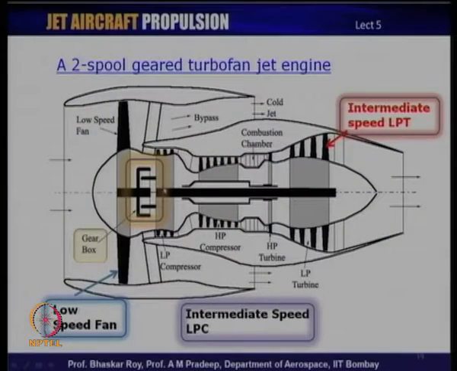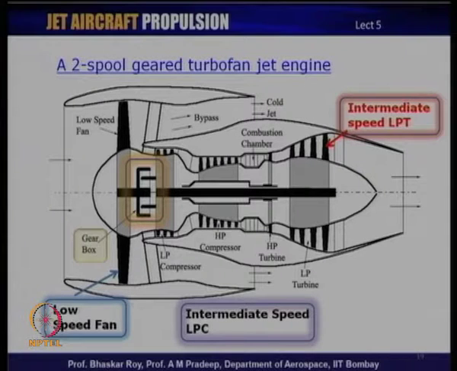Let us take a look at this geared turbofan engine, which is basically a turbofan engine, a bypass engine, a high bypass engine, but uses a different kind of mechanism. Let us take a look at that. You see, just like a propeller, there is a huge gearbox that is placed over here. Now, this gearbox is run by this intermediate speed LPT. This is a LPT, a low pressure turbine, as before.